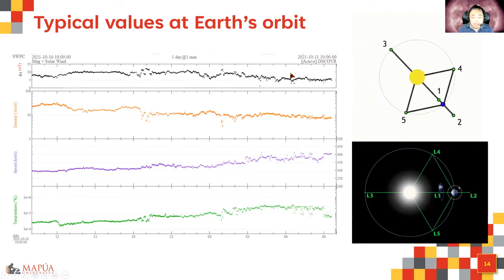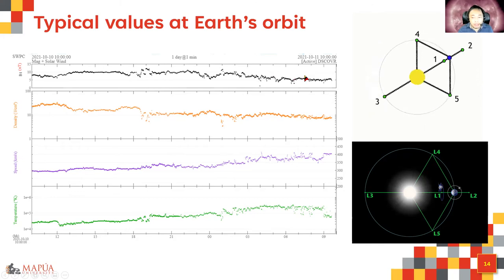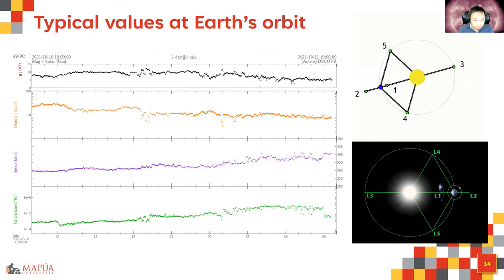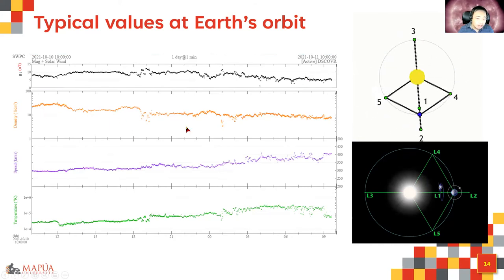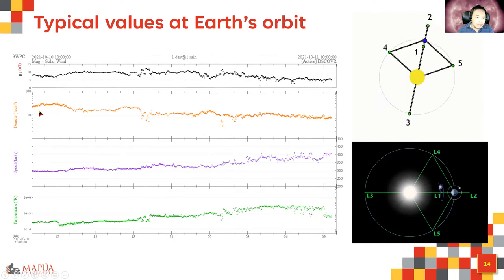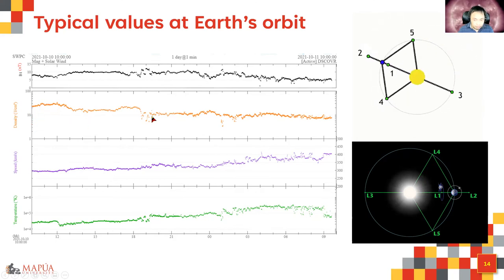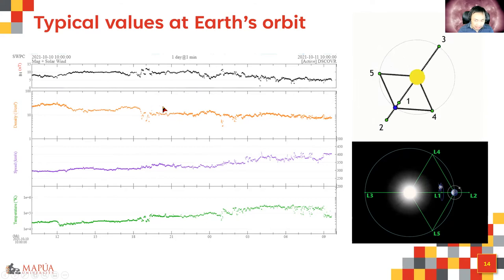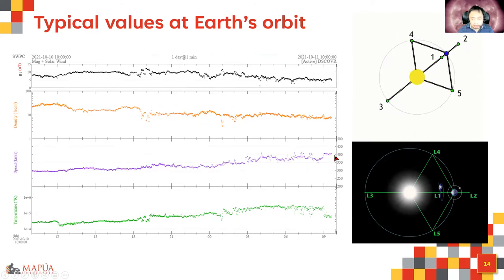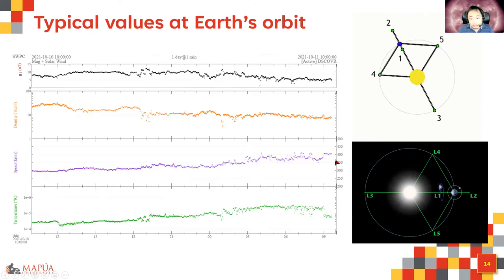So more or less, this is the average or the typical range of values of the magnetic field of the solar wind. Density would vary from around 5 to 50 per cubic cm. And then speed would range about 300 to 400 kilometers per second. That's the average solar wind.